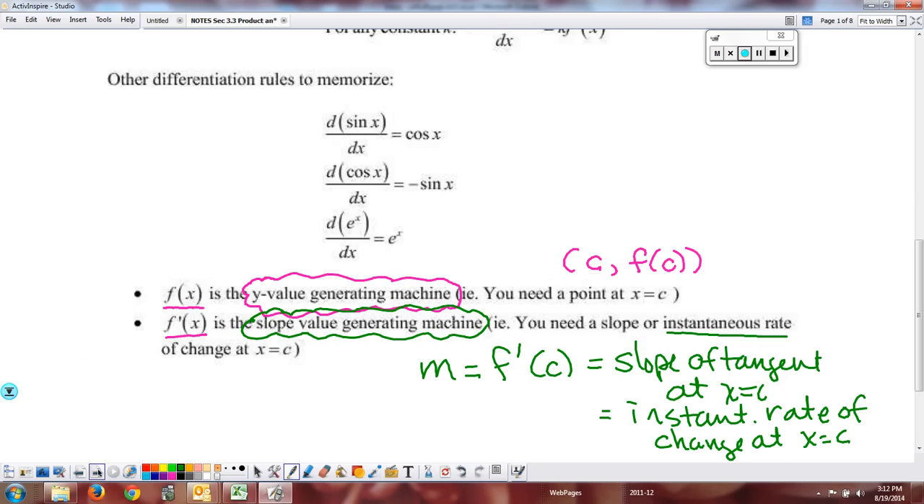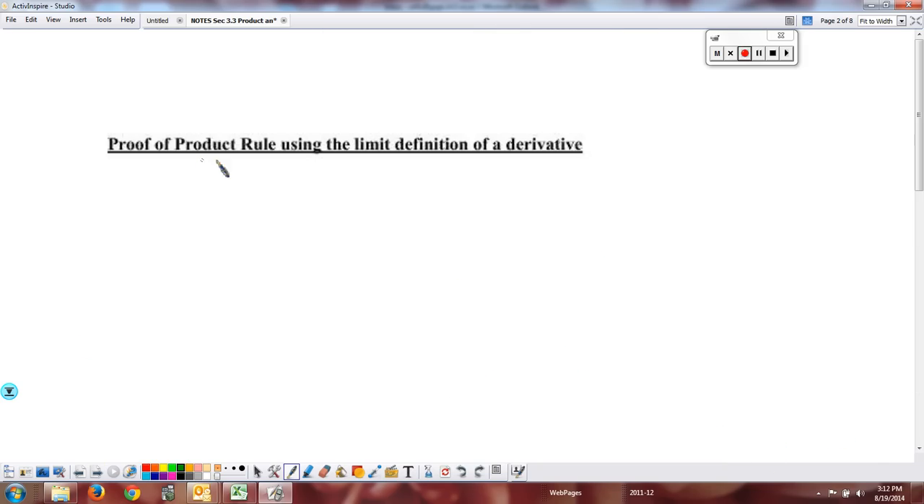So what we want to do now is start talking about the product rule. What we're looking at here is trying to come up with a rule for the derivative when I have one function, f of x, times another function, g of x, and we want to take that derivative with respect to x.